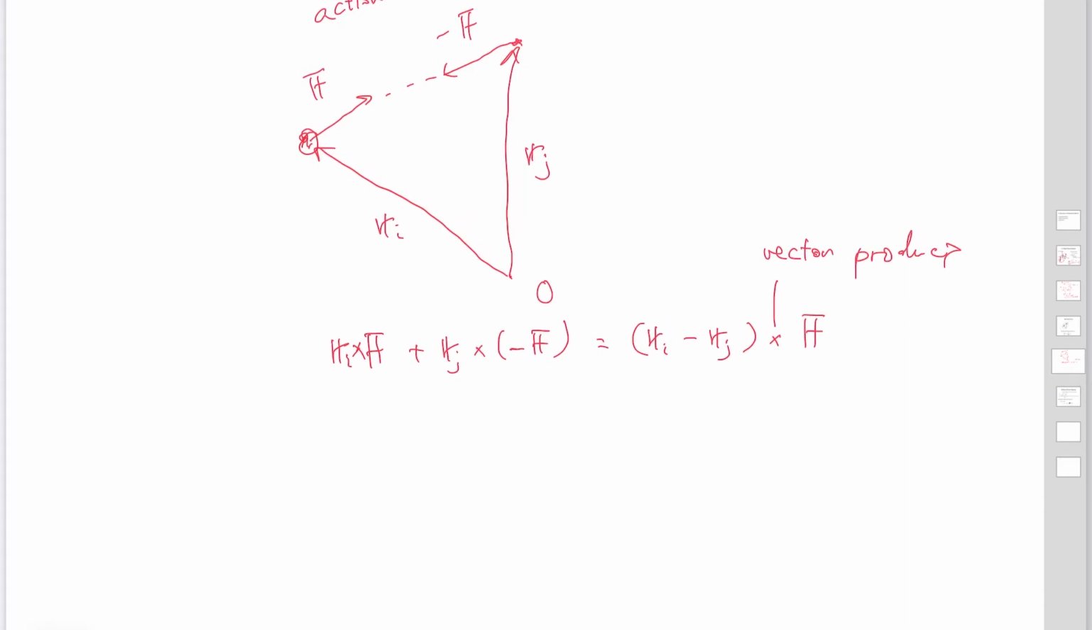r sub i minus r sub j is directed along this line. This is r sub i minus r sub j. r sub i minus r sub j is parallel to F. Then the vector product becomes 0. Then the sum of the internal torque becomes 0.